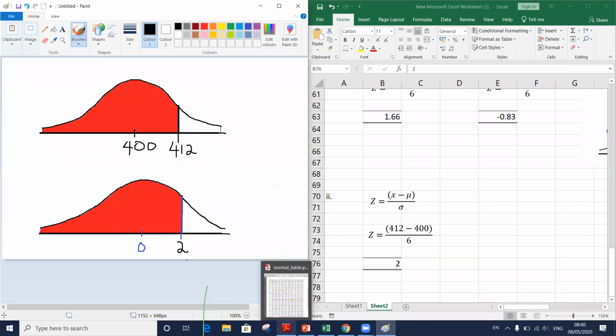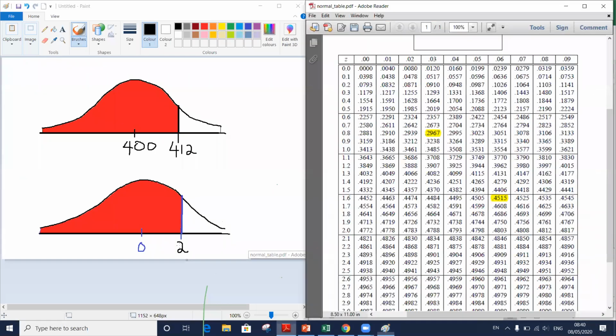Now we can use the z table to find the respective probability. If we look up 2.0, what probability do we get from 0 to 2.0? Right, the probability is 0.4772.